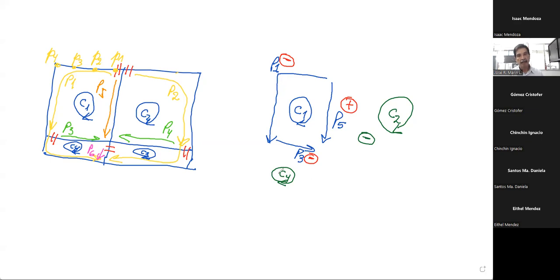Okay, similarly, for C4, since you are going like that, in this path, it's going to contribute with the negative sign also. So P3 is going to contribute with negative sign of the influence of C4 over C1.